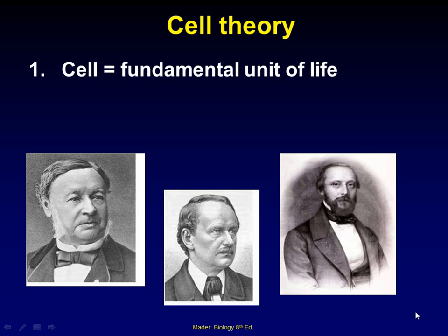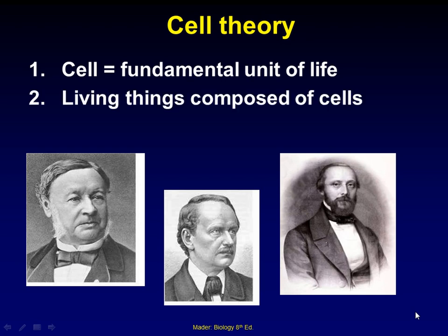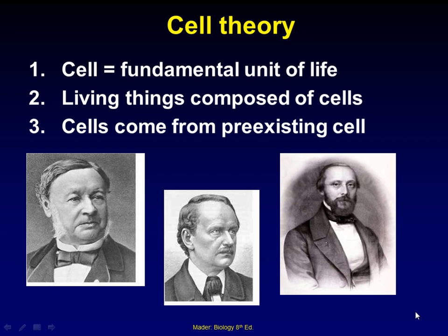So the cell theory puts all three of those gentlemen's work together and says basically that the cell is the fundamental unit of life. All living things are made from cells. And all cells come from pre-existing cells. And that is the cell theory. The cell is the fundamental unit of life. All living things are made of cells, and cells come from pre-existing cells.